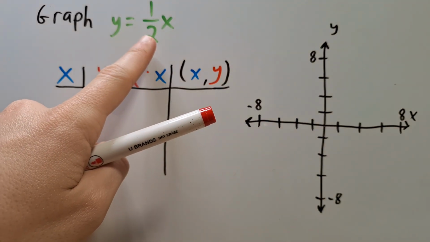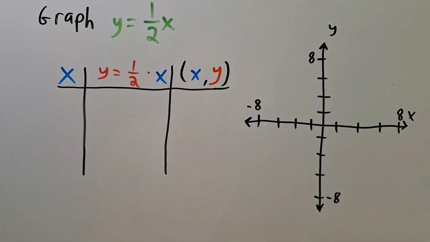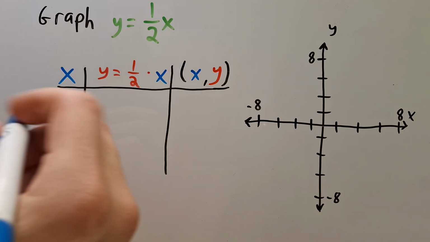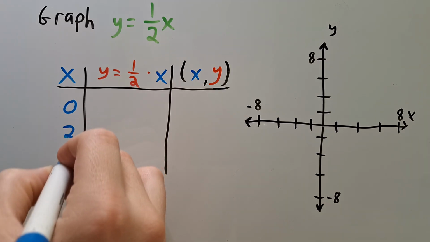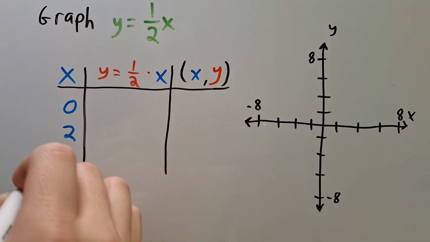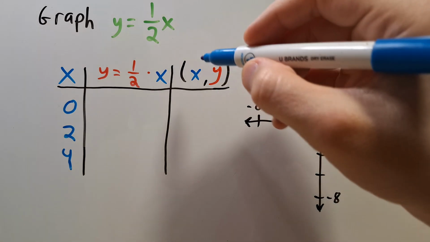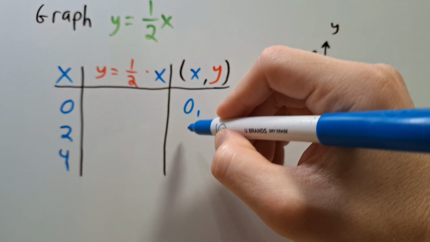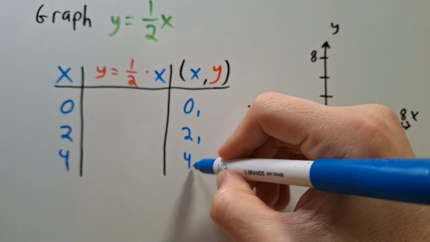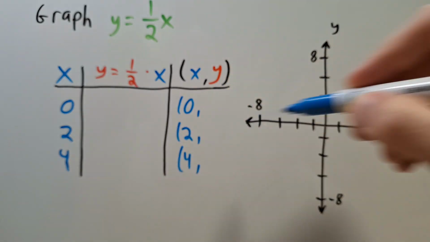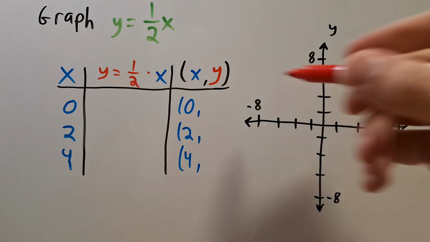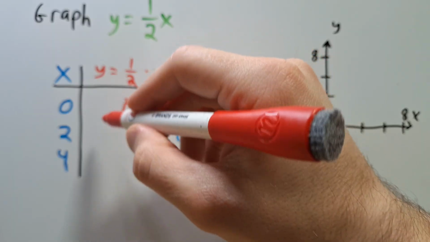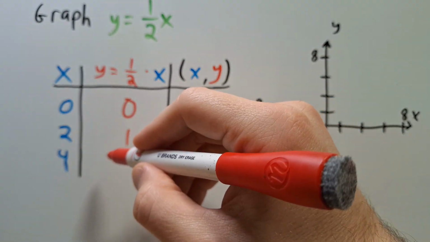But what's interesting here is that we have 1/2 times x. All my numbers I'm going to pick will be even numbers, just because I'm not going to work out a bunch of fractions with odd numbers. So we'll do 0, 2, and 4. And again, those are the x points. So now what we do is take half of each of those values, and then we have the y points. 1/2 times 0, 1/2 times 2, and 1/2 times 4.